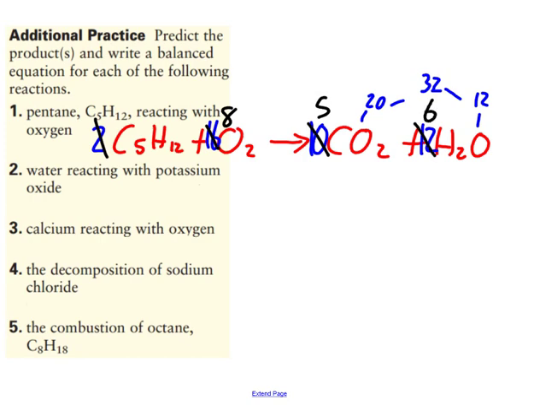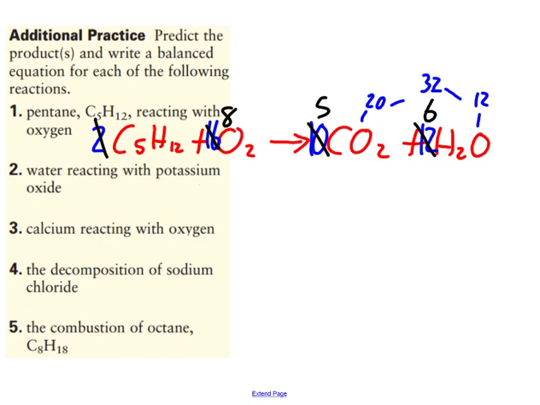Alright, let's check to make sure that that went all right. Remember, if you can simplify your coefficients, you must do so. So I've got 5 carbon on the left and 5 carbon on the right. I've got 12 hydrogen on the left, 12 on the right. I've got 16 oxygen on the left, 10 and 6 on the right. Okay, looks good, looks good.